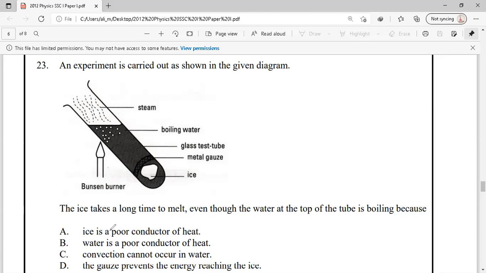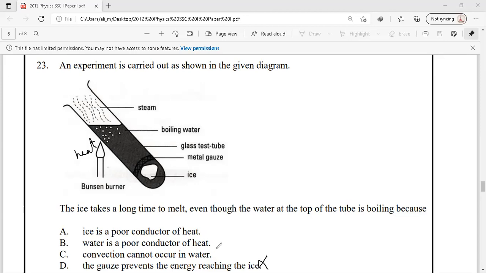Ice is a poor conductor of heat, water is a poor conductor of heat. Convection cannot occur in water. The gauge prevents the energy reaching the ice. So this is the source of heat. This heat is used by water to transfer through to the base, that is ice, and water is heating up to boil from the surface. So the gauge prevents the energy from reaching the ice. This is the incorrect one.